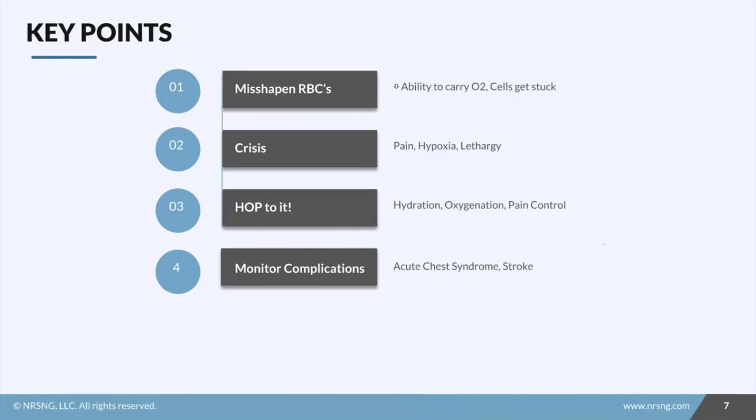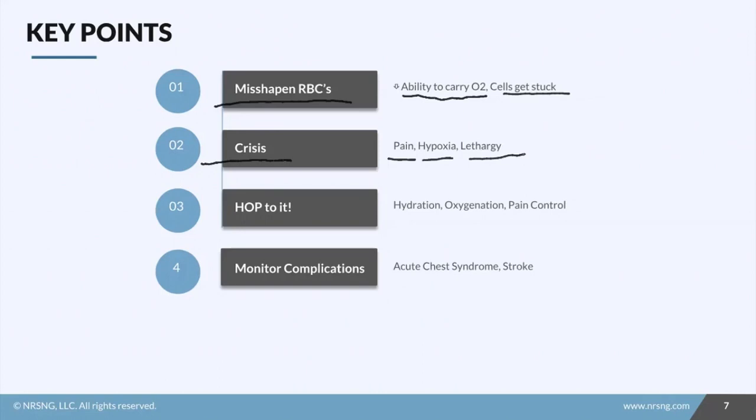Okay guys, let's recap and just highlight some key points for this lesson. So, number one, just remember that sickle cell anemia is a recessive hereditary disorder that causes misshapen red blood cells. These misshapen red blood cells can't carry oxygen the way that a normal red blood cell can, and they get stuck. When that happens, you end up with a sickle cell crisis. When a patient is in crisis, they are going to experience extreme pain, hypoxia, and lethargy.